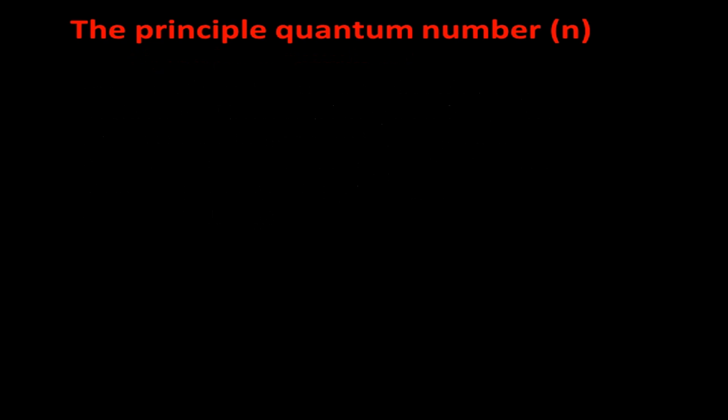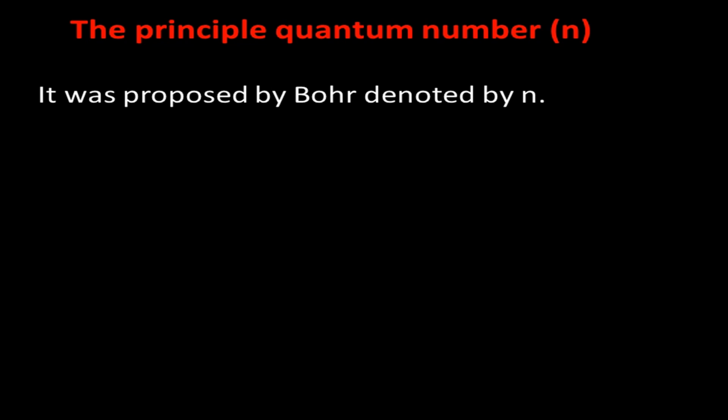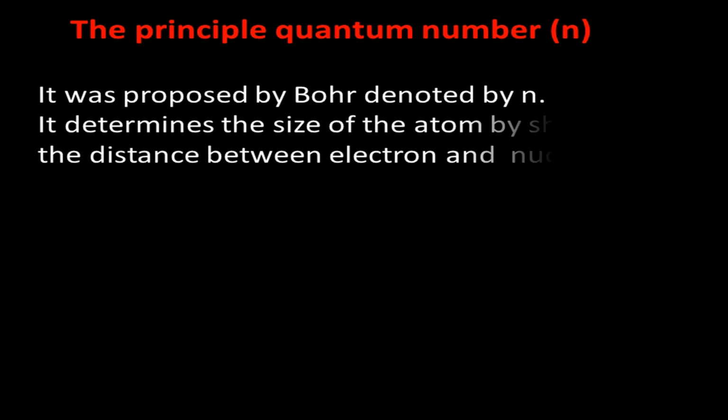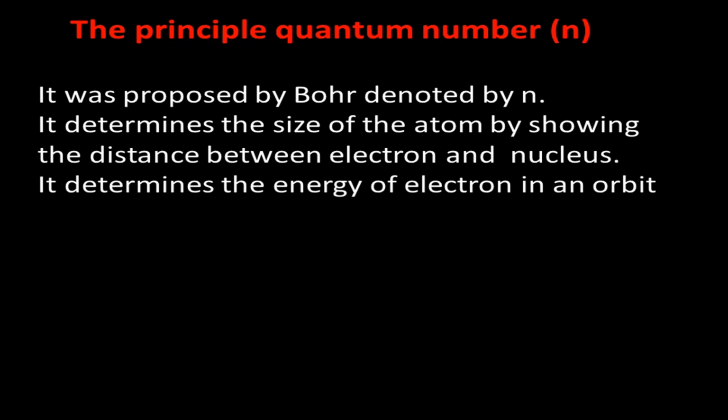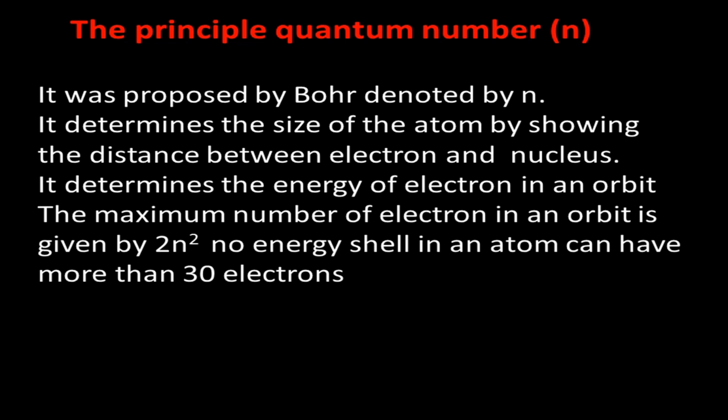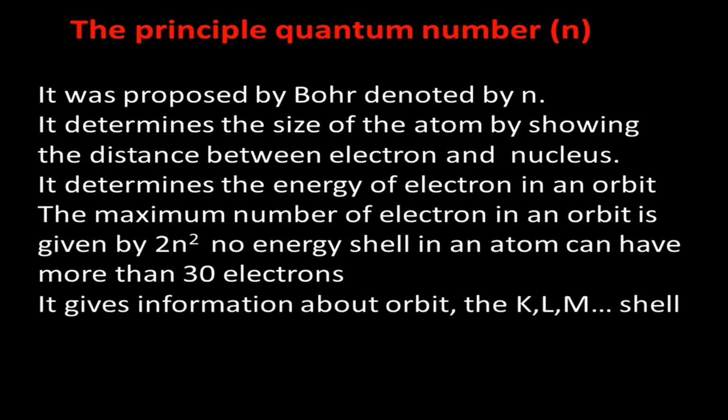The principal quantum number, n. It was proposed by Bohr, denoted by n. It determines the size of the atom by showing the distance between the electron and the nucleus. It determines the energy of an electron in an orbit. The maximum number of electrons in an orbit is given by 2n squared. No energy level in an atom can have more than 32 electrons, where n is the energy level. It gives information about orbits, the K, L, M, N shells.